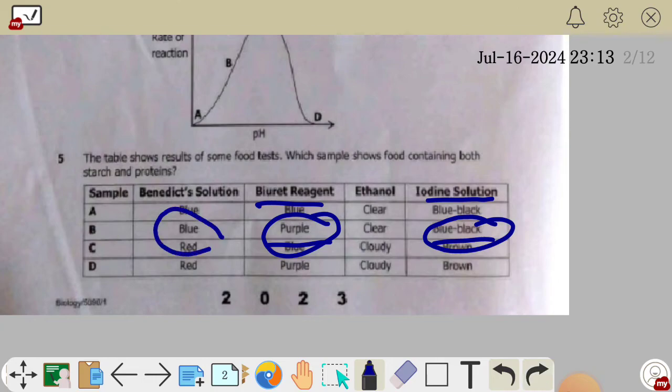But here under Benedict's solution, the positive result is red, and in this case we have blue. So meaning in this food sample, reducing sugars are not there. And for ethanol, we know the solution should turn cloudy, and we have a clear solution there, meaning the fats are not there. So this sample shows only positive results for proteins and starch. So the correct answer here is B. The positive results are for starch, which is blue-black, and proteins, which is purple.